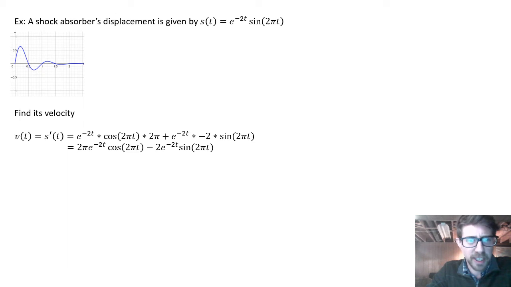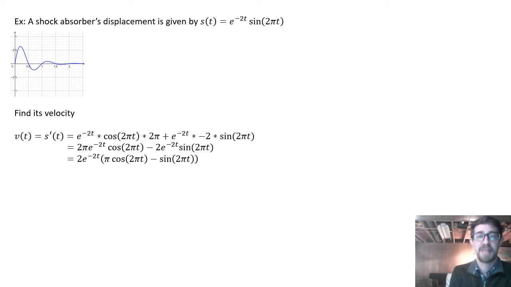So, we're just bringing constants out front, and I just factored out the 2e to the negative 2t from both terms just because I could. If you wanted to graph this on your calculator, it helps to have it in the simplest form. So it's 2e to the negative 2t times pi times the cosine of 2 pi t minus the sine of 2 pi t. So it's still an exponential function times a trig function. It's just the trig function is more complex. It has more stuff in it.